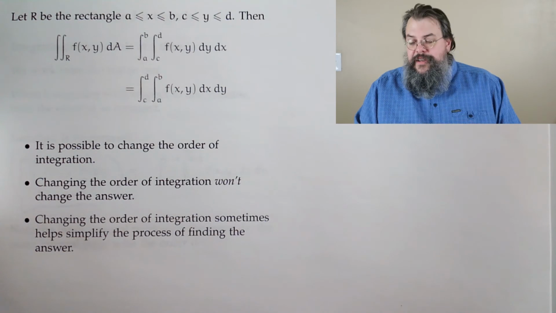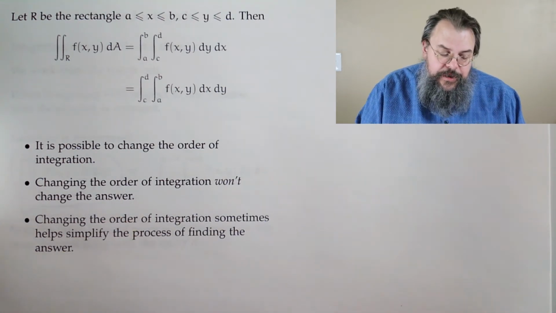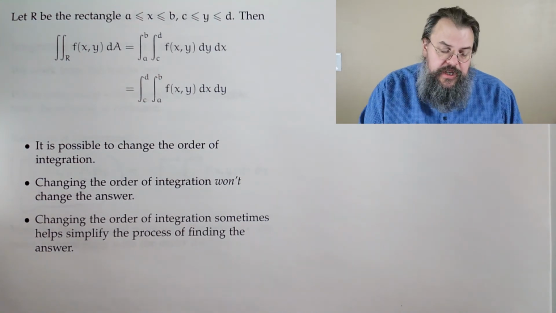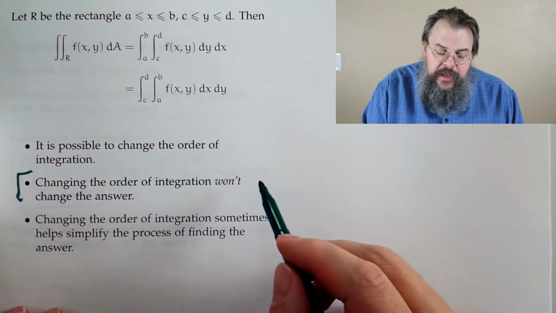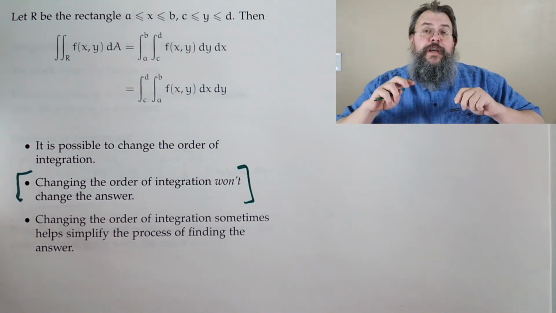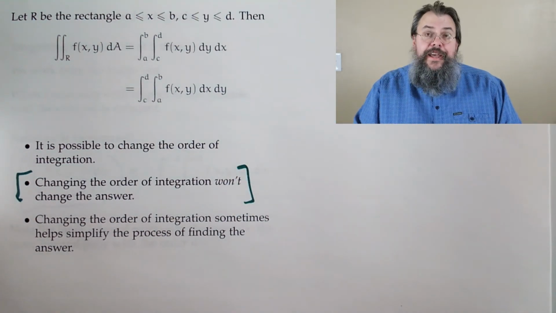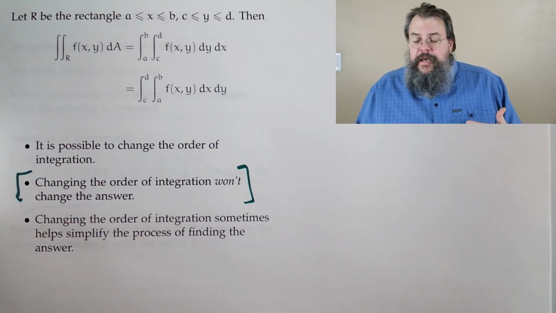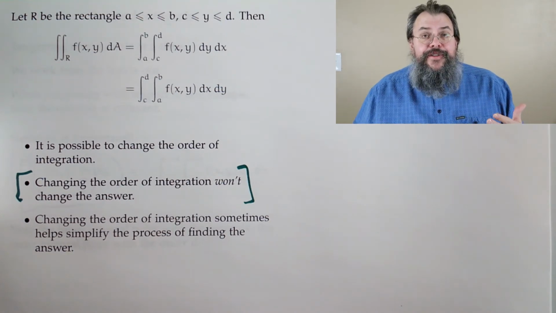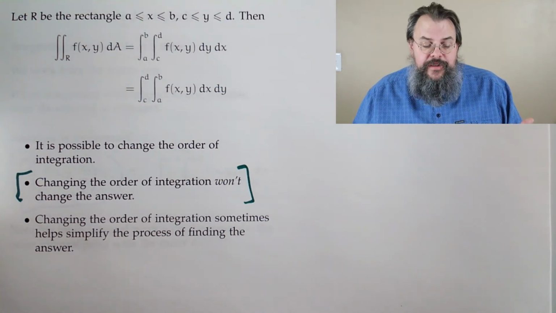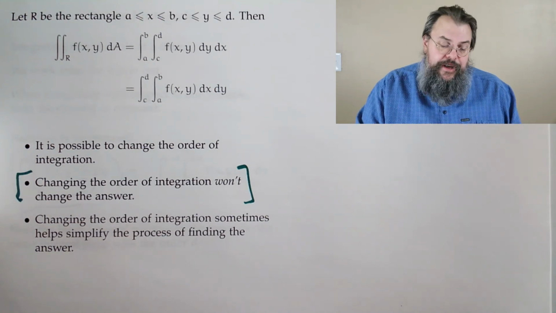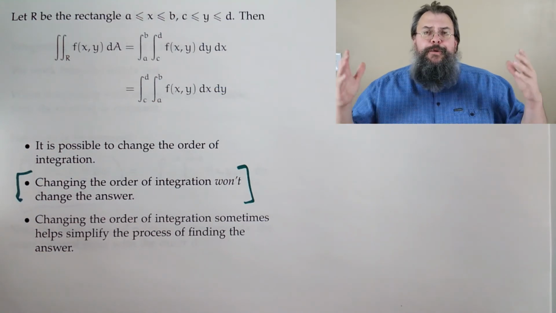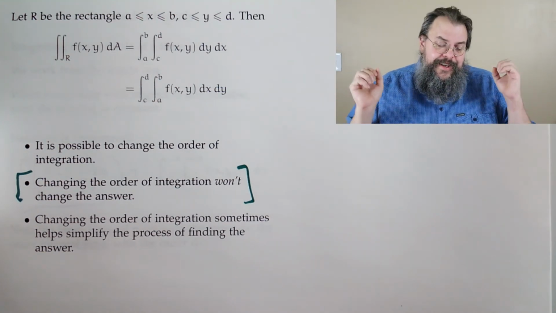One important thing is that changing the order of integration won't change the answer, which is good, because an integral is finding a total. So changing the order of integration says, let's find the total in a different way. And it shouldn't matter how you find the total. It doesn't affect what the total is. It'll still be the same value. So keep that in mind. Now, at that point, you say, well, why would we bother? And here's the nice thing.